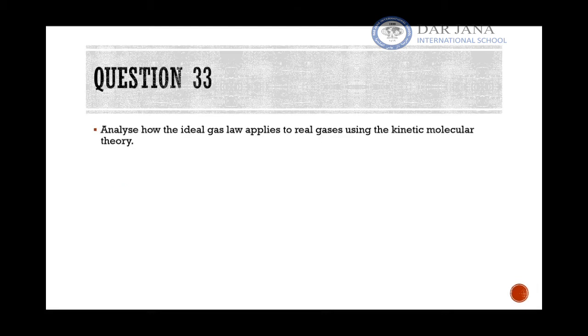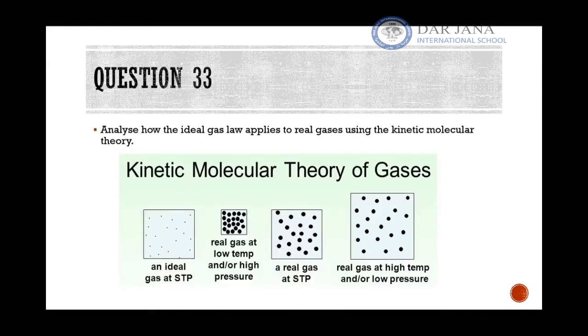Number 33. Analyze how the ideal gas law applies to real gases using the kinetic molecular theory. The kinetic theory assumes that the gas particles are so far apart that they have almost no influence on the volume of the gas. So if you look at the first box, this is an ideal gas at STP, where STP stands for standard temperature and pressure. The standard temperature is 273 kelvins and the pressure is 1 atmosphere.